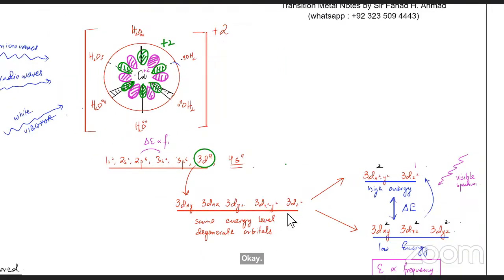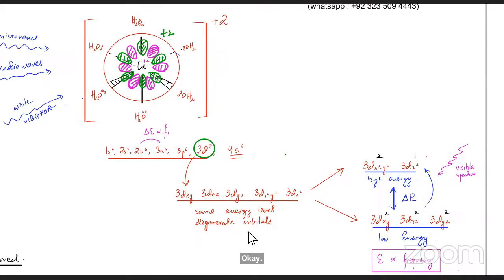Instead, previously it was just one subshell, a degenerate subshell with the same energy level, but now it's going to split up. The ones that are on the axis are harder to keep electrons. The ones that are between the axis are easier to keep electrons. Those are your low energy orbitals. Those are your higher energy orbitals. Okay, so that is what happens in an octahedral complex.